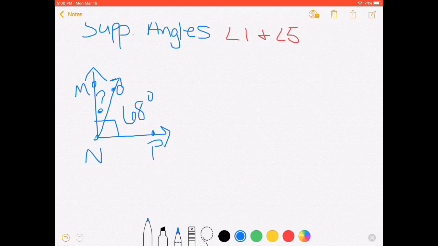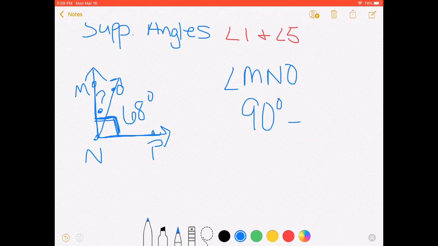Well, because angle MNP, the big angle in this picture, is 90 degrees, and you know that part of that angle is 68 degrees, to find the measure of angle MNO, we would take the full 90-degree angle, subtract the part of it that we know, and that would give us the measure of angle MNO, which is 22 degrees.